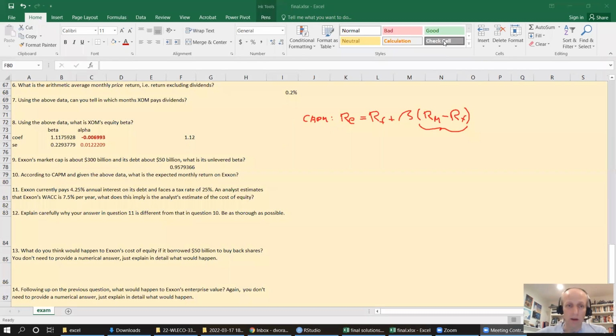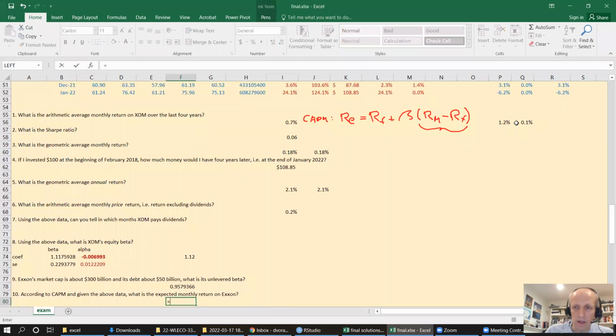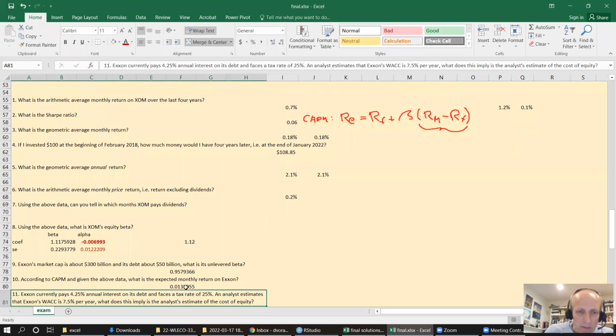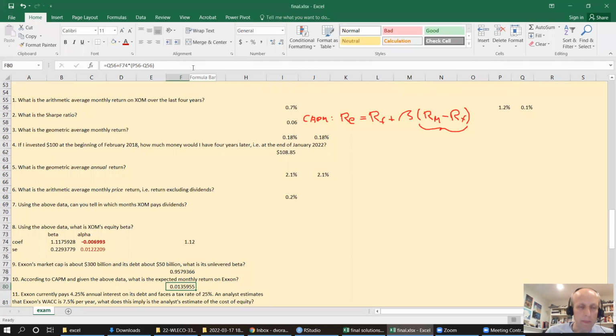So let's calculate that. Risk-free is over here, 0.1, plus beta 1.12 times, and then in parentheses, let's do the market return minus the risk-free return, and the expected monthly return on Exxon using this data is 1.36% per month. All right, fantastic.